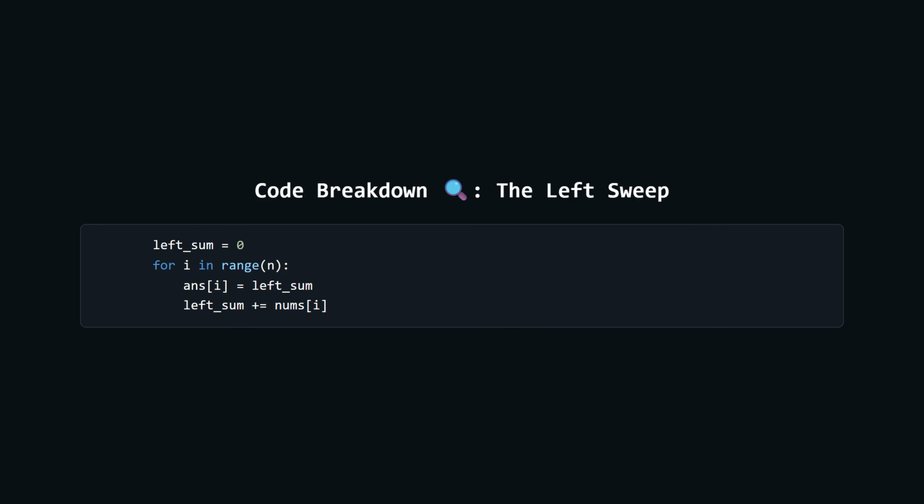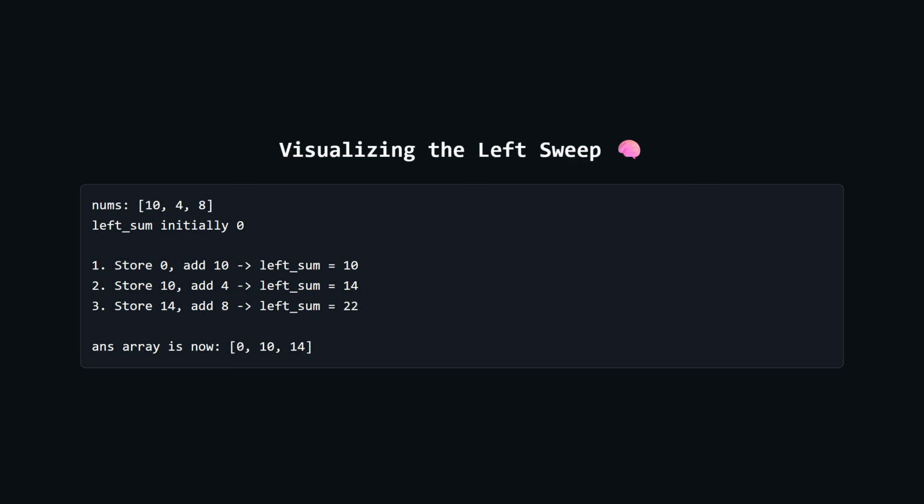Now for the first sweep. We create a variable called left sum starting at 0. As we loop through each position, we first save our running left sum into our answer array. Only after we save it, do we add the current number to our left sum for the next step. If our list was 10, 4, 8, at the first spot, there is nothing to the left, so we store 0, then add 10 to our total. At the next spot, we store the 10, then add 4. At the last spot, we store 14. Our answer array is now filled with all the left sums.